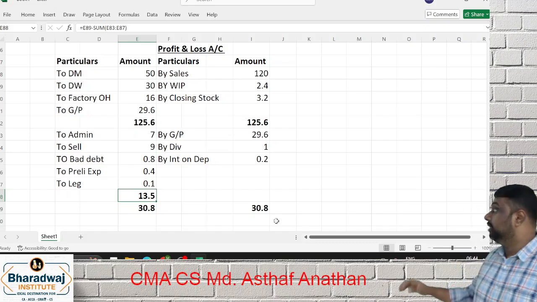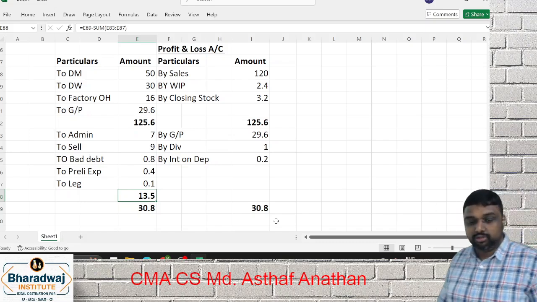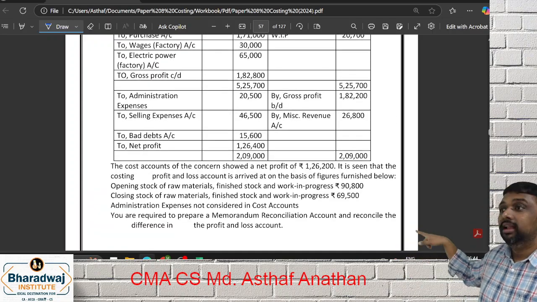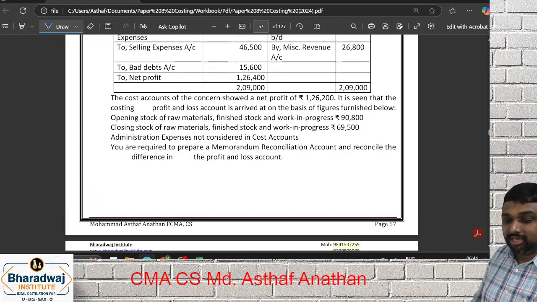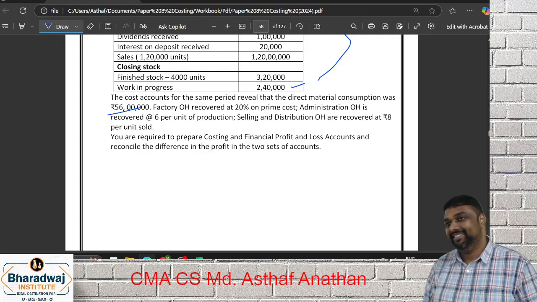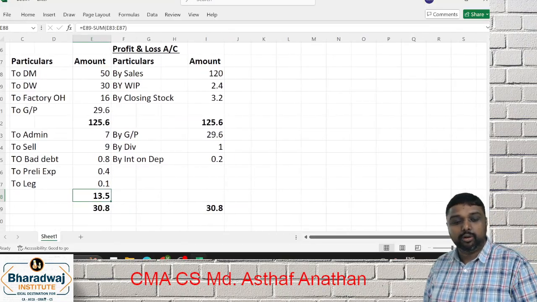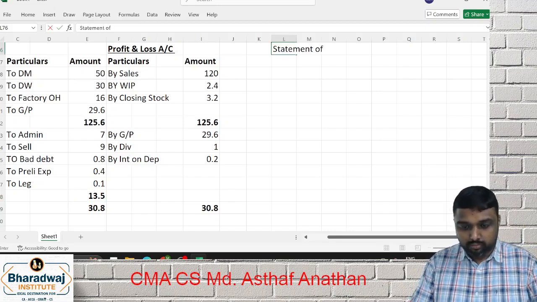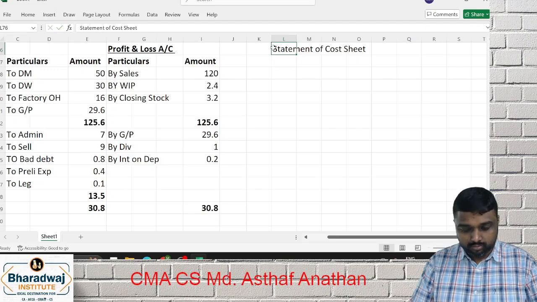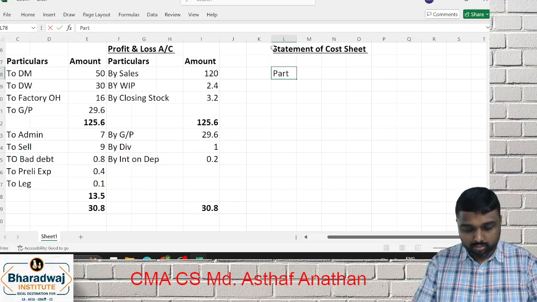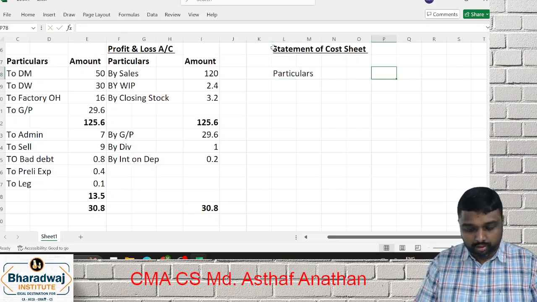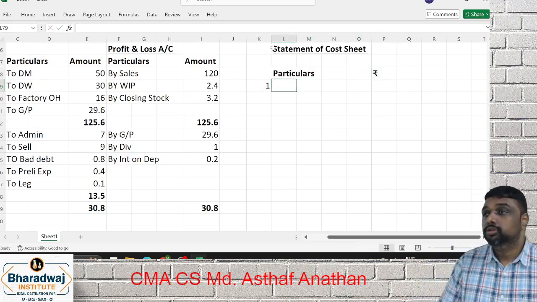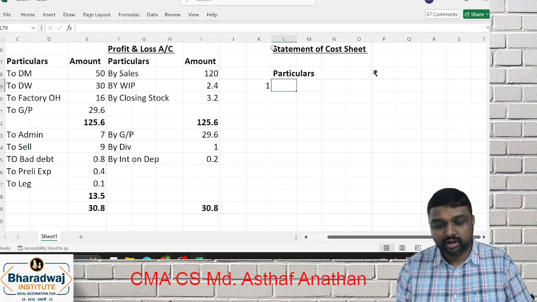See, in some questions, if you go through our class, we did a few questions where the P and L was already given. See this question and all, the P and L is already given. This question is a little bit advanced. The P and L itself is not given. Now cost sheet. You have to prepare the cost sheet. So what are the points we have to consider in the cost sheet, friends?